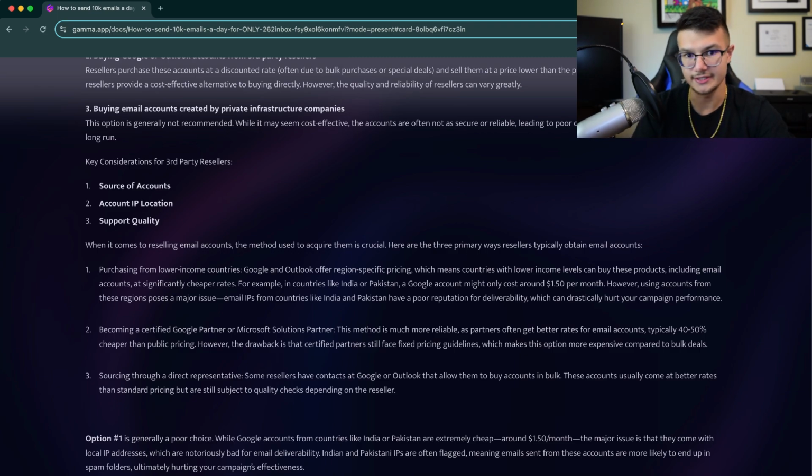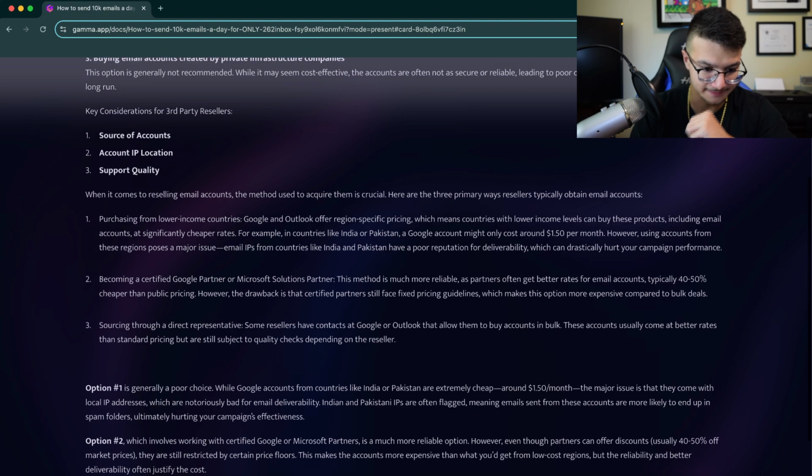Now, here is the third method, and that is sourcing through direct representatives. What that means is some resellers have contacts at Google or Outlook that allow them to buy accounts in bulk. These accounts often come at better rates than standard pricing, but are still subject to quality checks depending on the reseller.